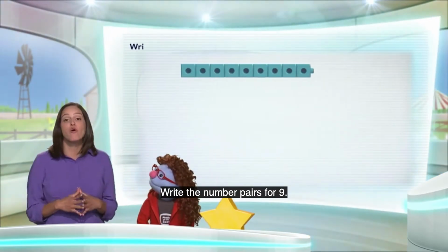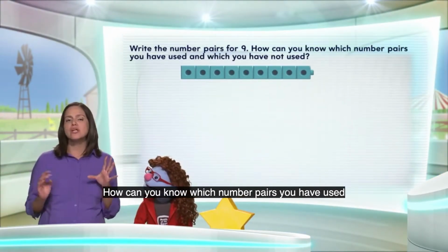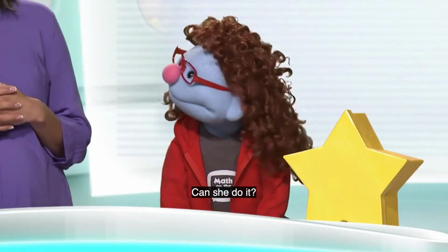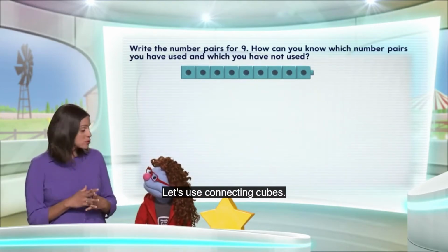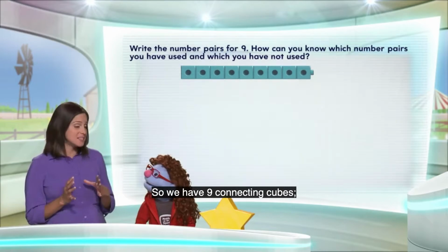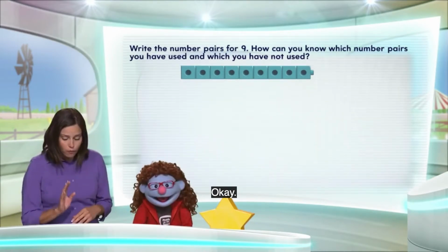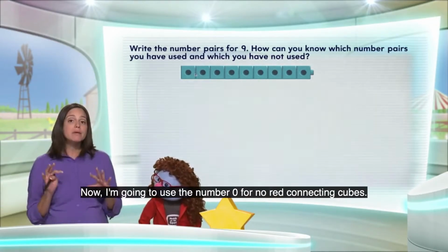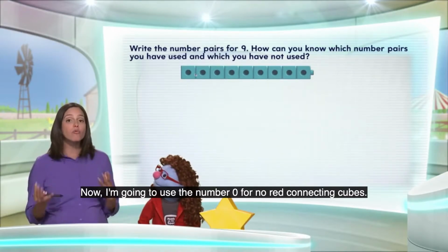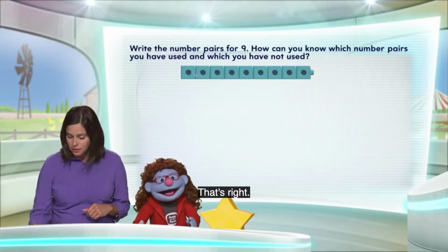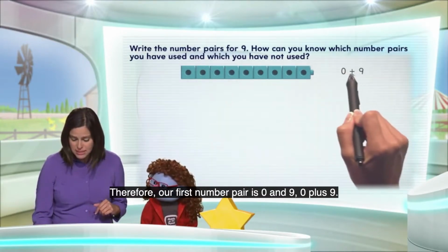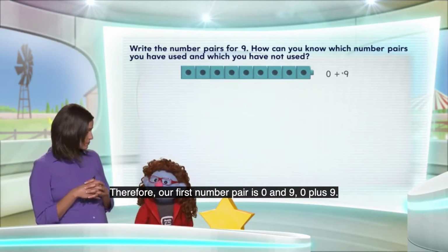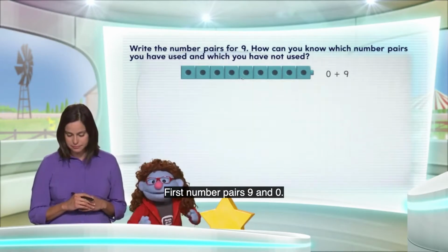Write the number pairs for 9. How can you know which number pairs you have used and which you have not used? Can she do it? Let's use connecting cubes. So we have 9 connecting cubes. Now I'm going to use blue and red. For the first one, we have 9 blue connecting cubes here. Now I'm going to use the number 0 for no red connecting cubes. We don't have any. Therefore, our first number pair is 0 and 9.